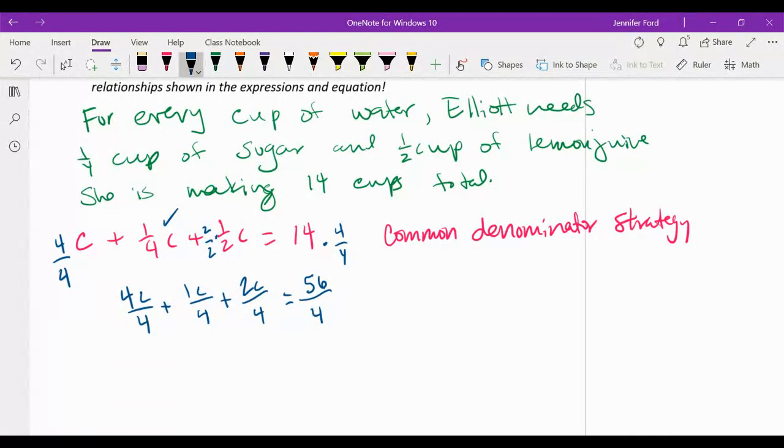And I only know that's 56 because I just did it on a calculator a minute ago. Okay. So now I can go ahead and combine my like terms. I have 4C, 1C, 2C. So that's 4, 5, 6, 7. So I have 7/4 C equals 56/4.